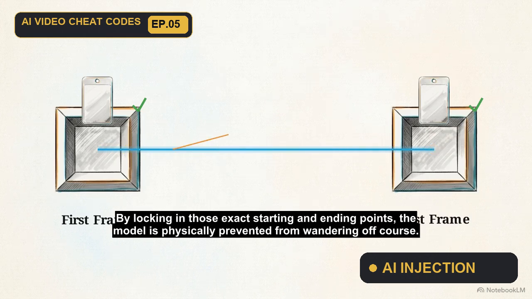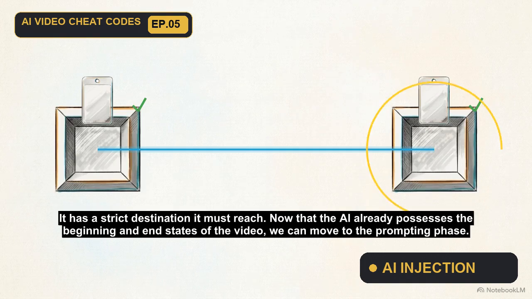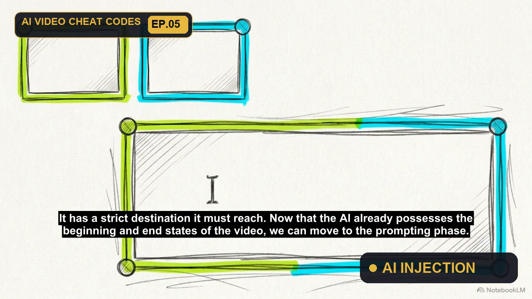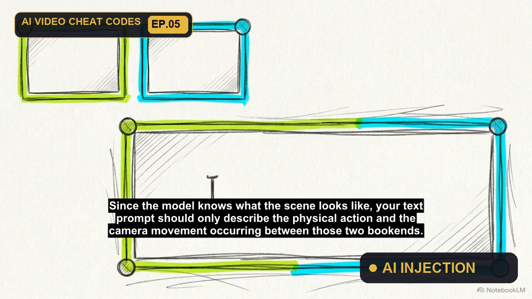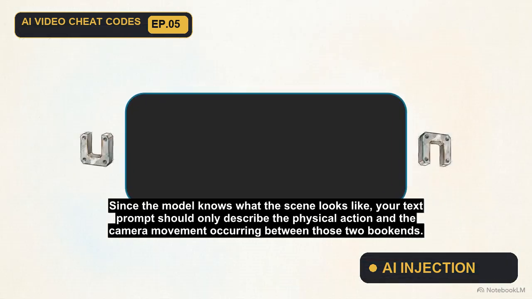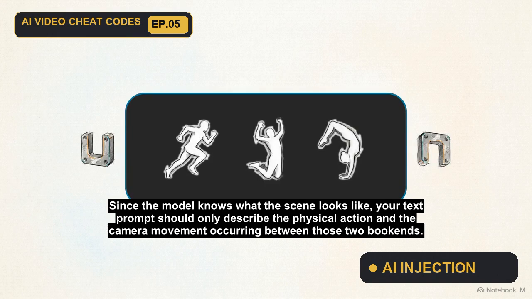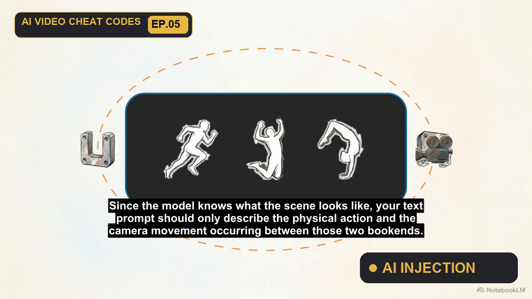By locking in those exact starting and ending points, the model is physically prevented from wandering off course. It has a strict destination it must reach. Now that the AI already possesses the beginning and end states of the video, we can move to the prompting phase. Since the model knows what the scene looks like, your text prompt should only describe the physical action and the camera movement occurring between those two bookends.